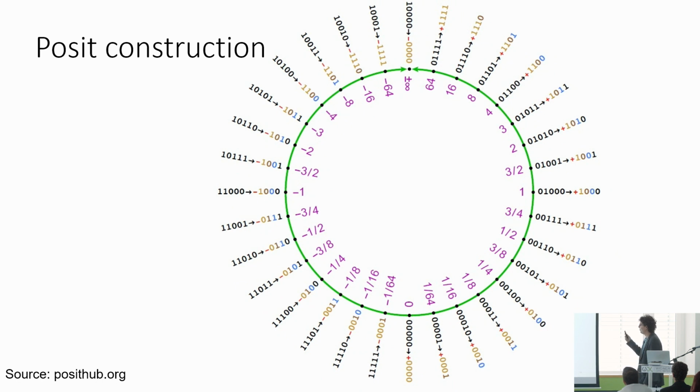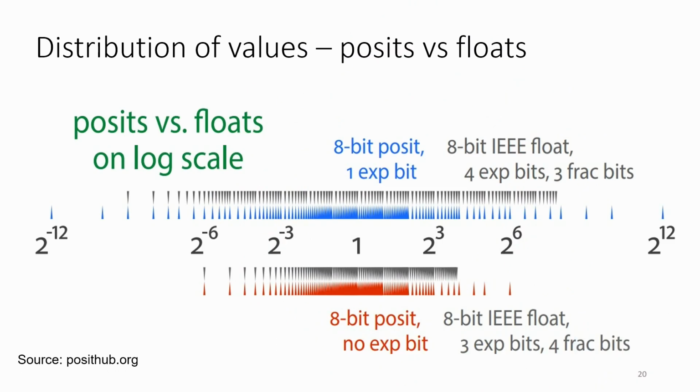And also, we have the most fraction bits where we need them the most, so around the value of 1, where most computations occur, and we are losing fraction bits when the magnitudes are getting ridiculously large or ridiculously small. So this is another example of that.